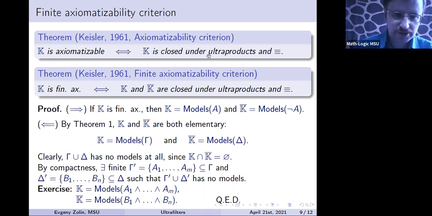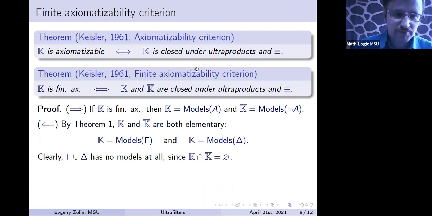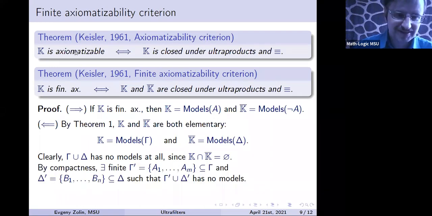Because if K is closed under ultraproducts, it is compact, of course. And if it is axiomatizable, then it is compact, because every axiomatizable class satisfies compactness. It is an easy exercise, an easy consequence of the usual compactness. Well, in fact, it is the consequence of this theorem. Yes, every axiomatizable class is closed under ultraproducts, so it is compact.